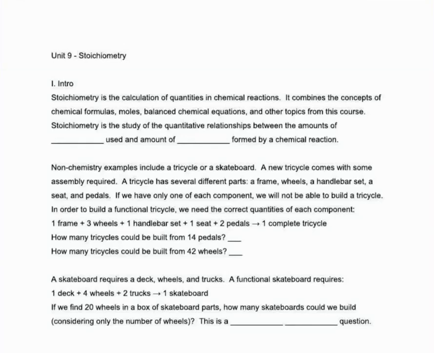This is Chemistry Unit 9, Stoichiometry. For the introduction, stoichiometry is the calculation of quantities in chemical reactions. It combines a lot of concepts we've already talked about: chemical formulas, moles, balanced chemical equations, and some other topics that we've covered so far in the course.